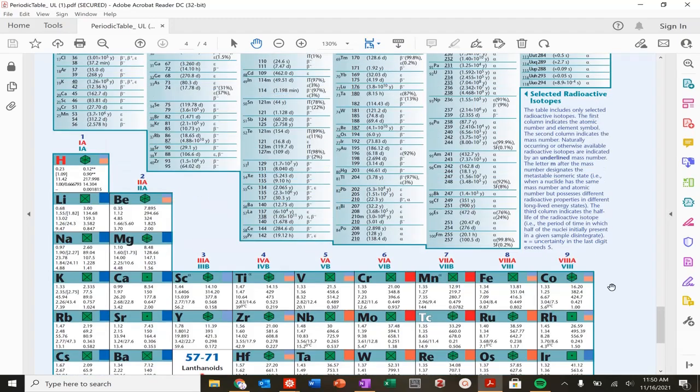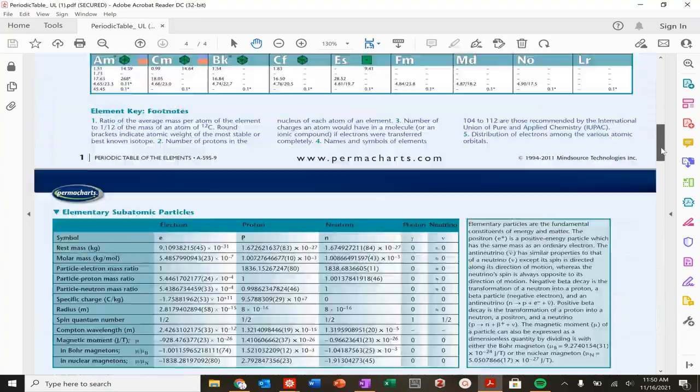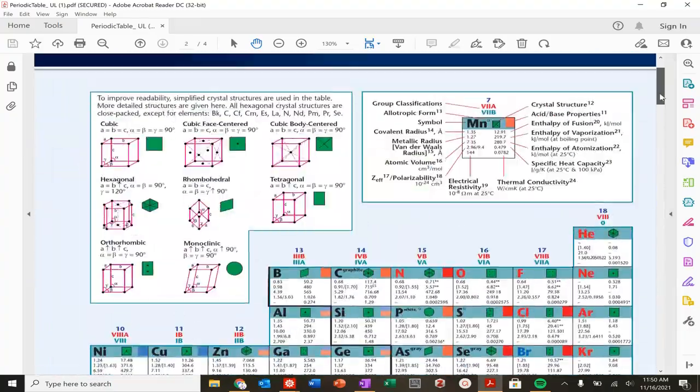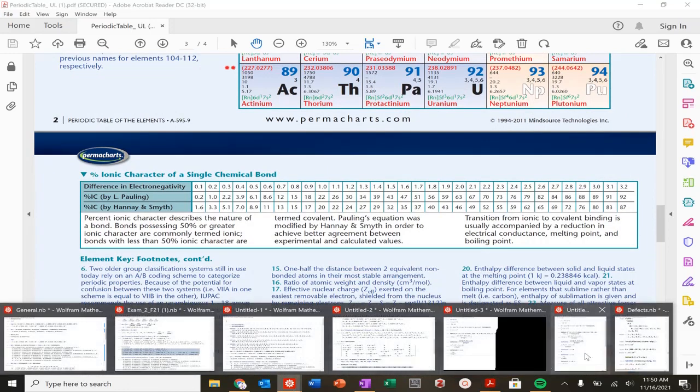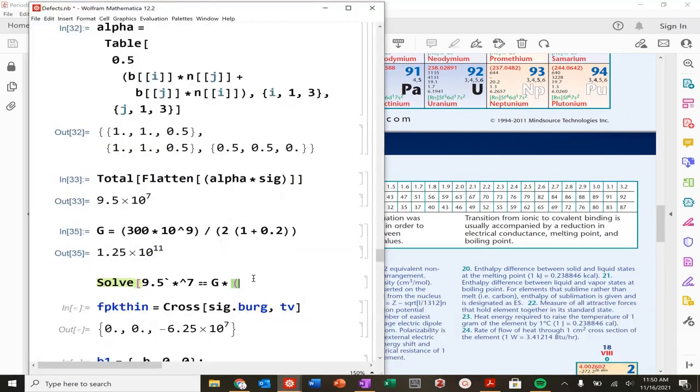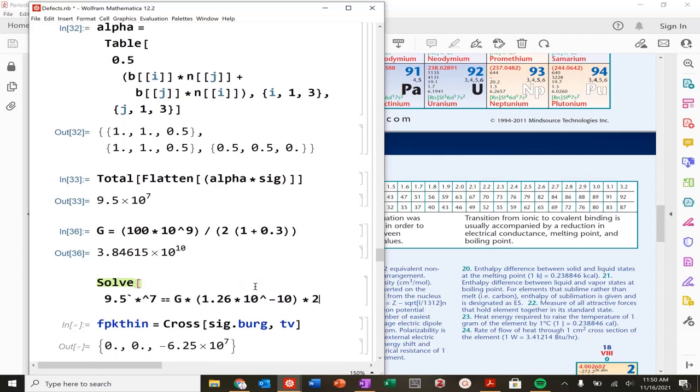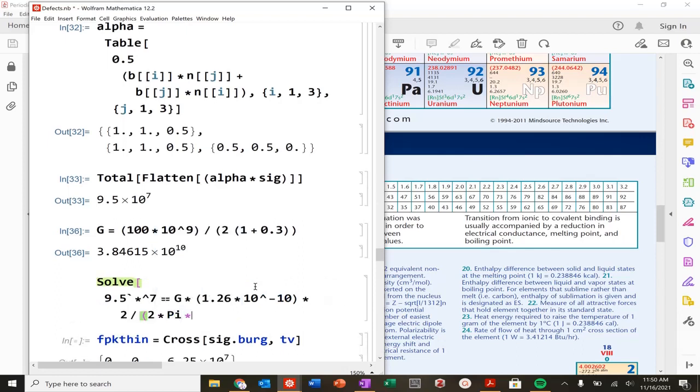What is our metallic radii? I believe it's 1.36, because our metallic radii should be the second value down there below. Yep, so 1.36 angstroms. So my nearest neighbor distance, assuming we're moving there, let's change this: 100, 0.3, there we go. So 1.36 angstroms times 10 to the minus 10, times 2, all divided by 2 times pi times L.